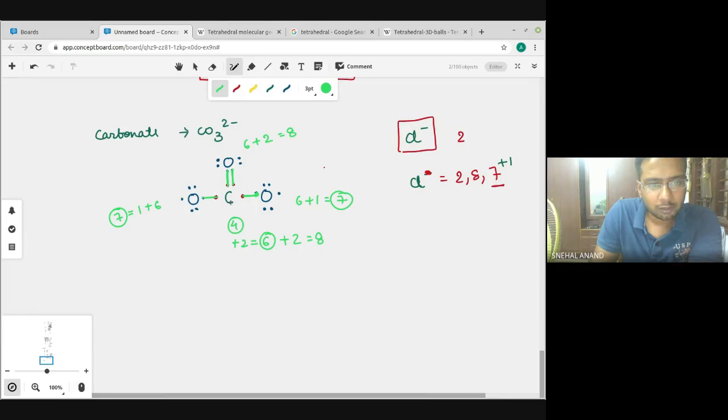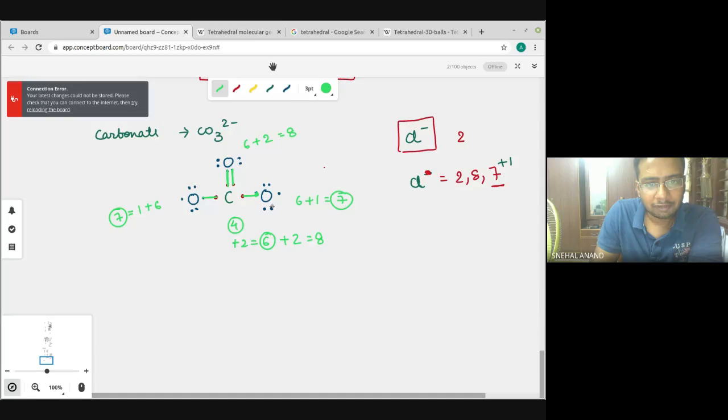So there are a total of 1, 2, 3, 4 covalent bonds. After this whole thing is over, now this oxygen says, I am done sharing. Now I will take the last electron from whoever gives me.